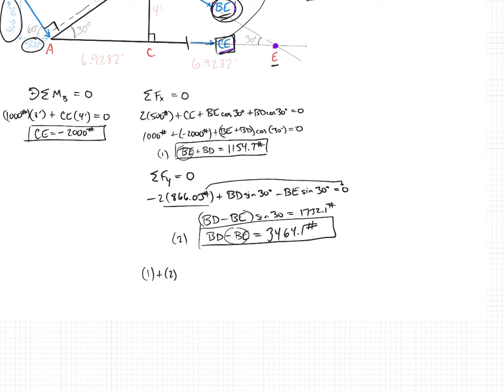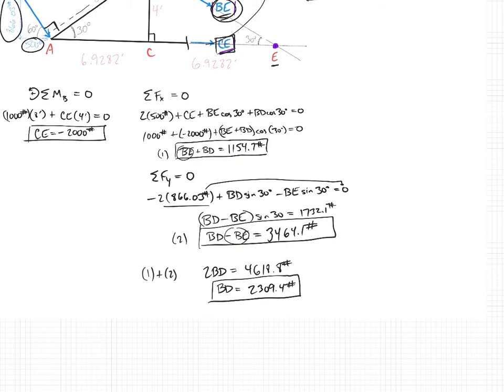So the left-hand sides, if I add them, I'm just going to end up with 2BD. And the right-hand sides, if I add them, is 4618.8, I believe. 8 pounds. And so then I can solve that equation. I get BD equals half of that, which is 2309.4 pounds. Okay? And then I can plug that into either equation 1 or equation 2 or any other equation that I feel is going to give me an answer.